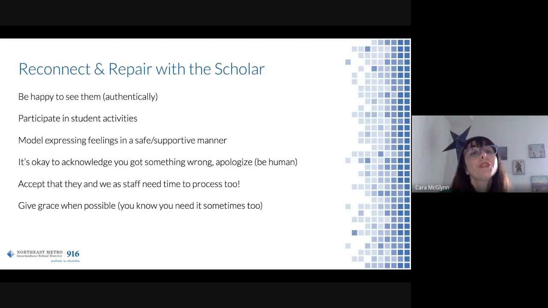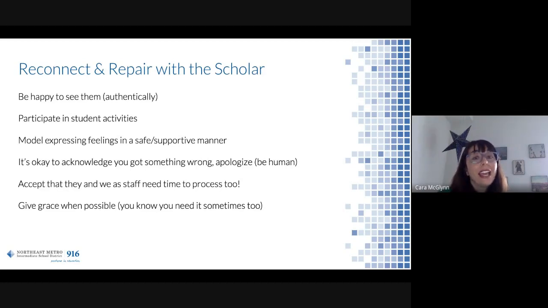It's important that you participate in student activities. Any opportunity to have pro social interactions with kids is so important. So definitely participate. Again, model expressing feelings in a safe and supportive manner. Acknowledge when you get something wrong and apologize. It's important to be human in front of kids.